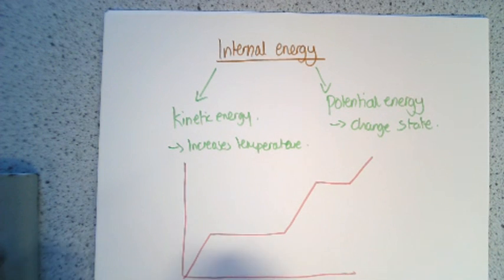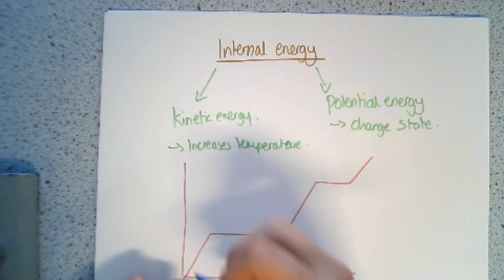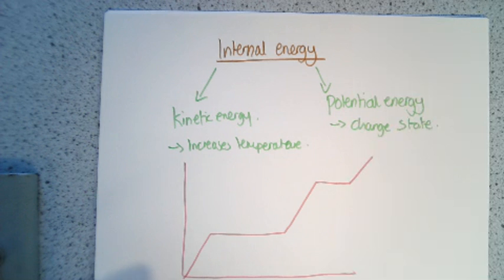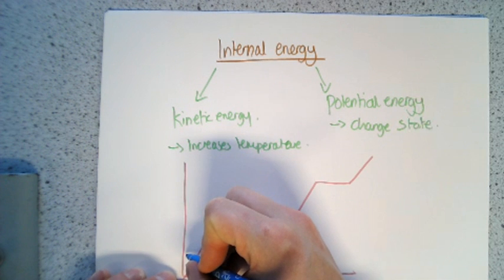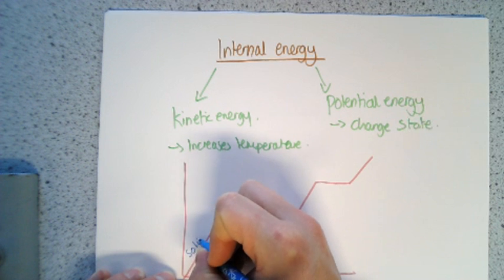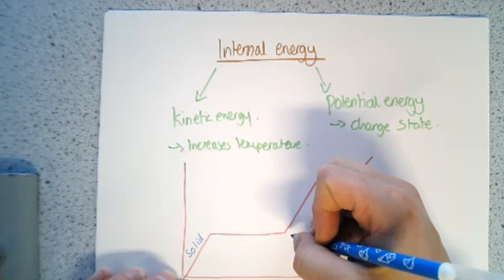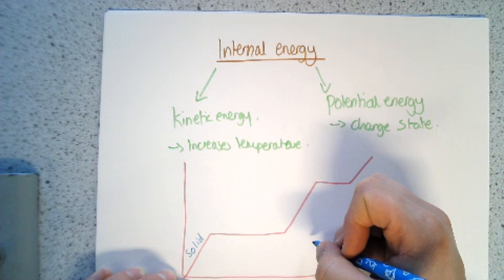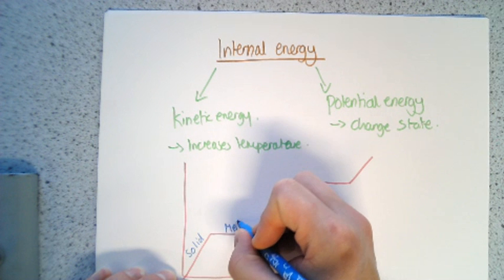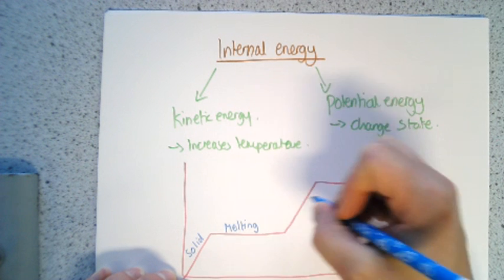Simple way to remember it. If the line is going up and you've got a positive gradient, you've got either a solid, a liquid, or a gas. Now, I'm going to use an example of ice and water and steam. So I'm going to use those three to keep it straightforward. So here we've got a solid. We've got our ice. This bit along here, we've got melting. Then we've got liquid.